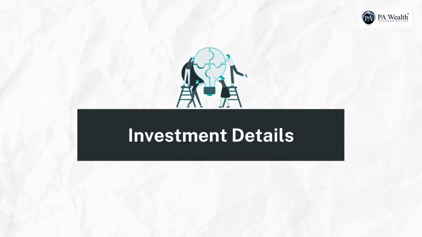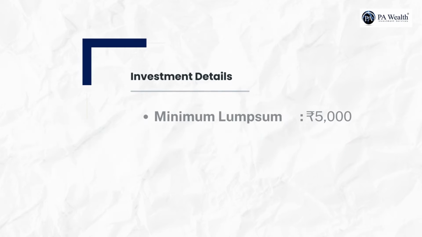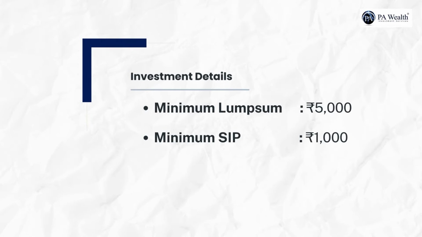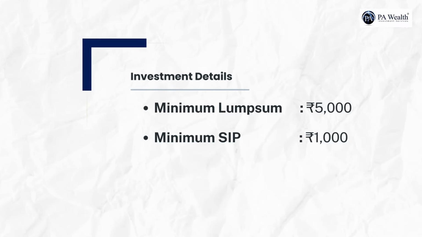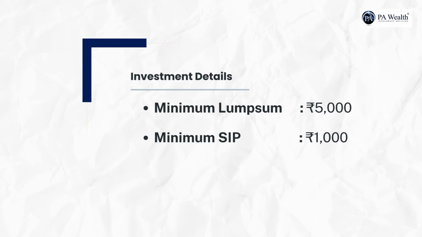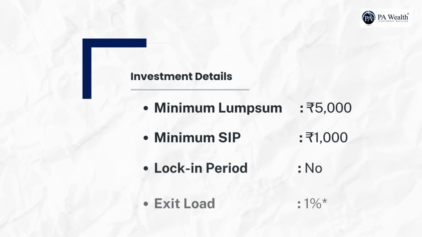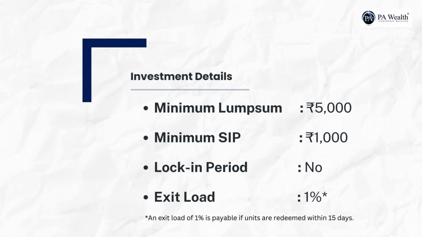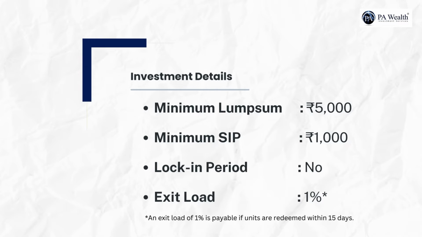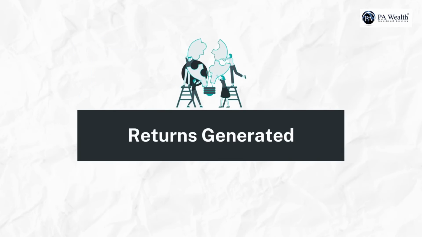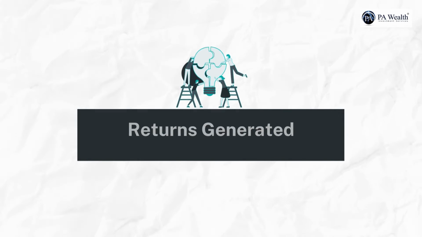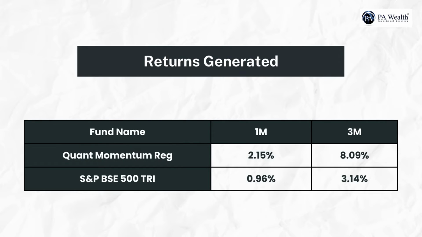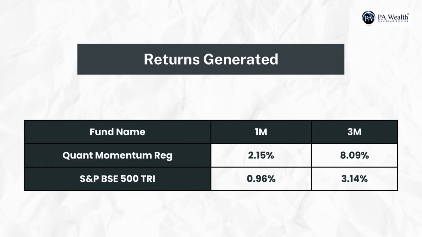Now, let's take a look at the investment details of the fund. The Quant Momentum Fund is a thematic mutual fund scheme with a minimum investment amount of 5,000 rupees for lump sum and 1,000 rupees for SIP investments. There is no lock-in period for this fund, but an exit load of 1% is payable if units are redeemed within 15 days. Now, let's look at the returns generated by the fund. As you can see, the Quant Momentum Fund has outperformed the S&P BSE 500 index over the past 1 month and 3 months with 2.15% and 8.09% returns respectively.